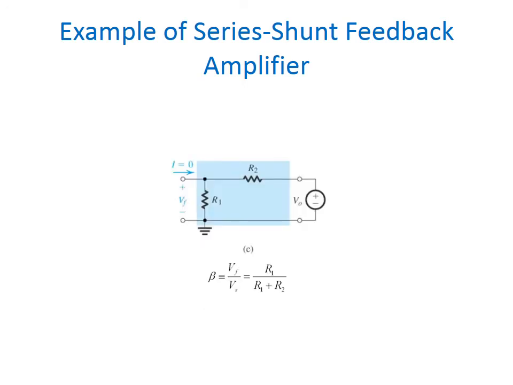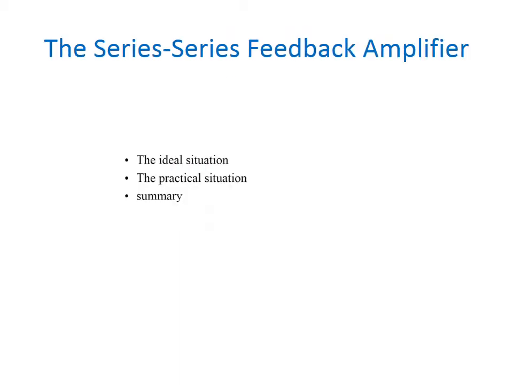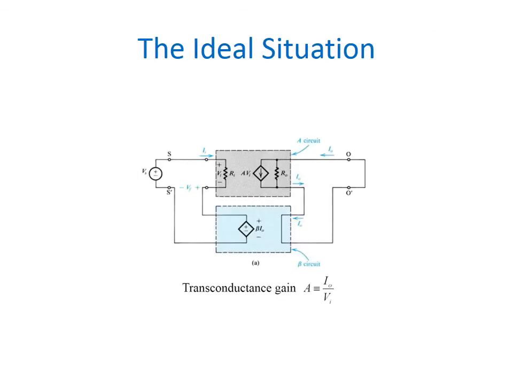In this you can represent the equivalent circuit diagram like this, and calculate the beta. Now we are going to see series feedback elaborately. First we see the ideal value for the circuit. This feedback amplifier, otherwise called a transconductance amplifier, so we are going to calculate the transconductance gain from the circuit, that is A equal to I0 by Vi.